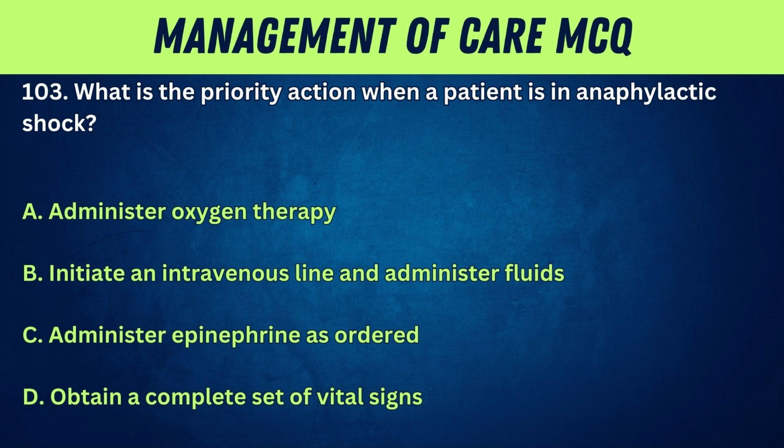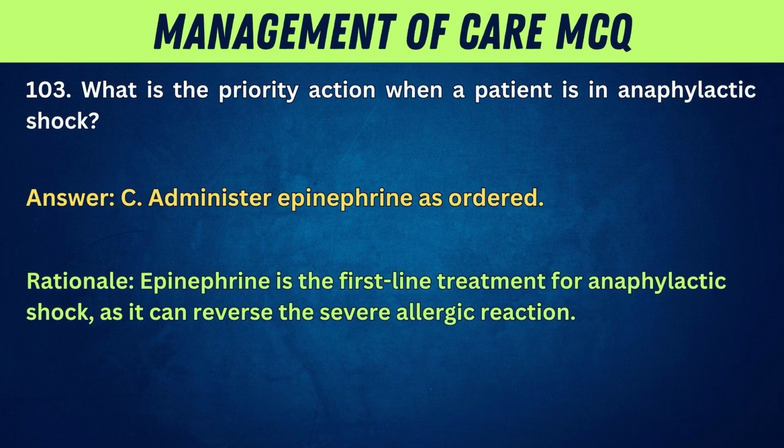103. What is the priority action when a patient is in anaphylactic shock? A. Administer oxygen therapy. B. Initiate an intravenous line and administer fluids. C. Administer epinephrine as ordered. D. Obtain a complete set of vital signs. Answer. C. Administer epinephrine as ordered. Rationale. Epinephrine is the first-line treatment for anaphylactic shock, as it can reverse the severe allergic reaction.